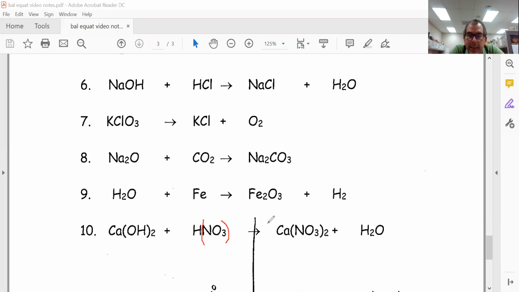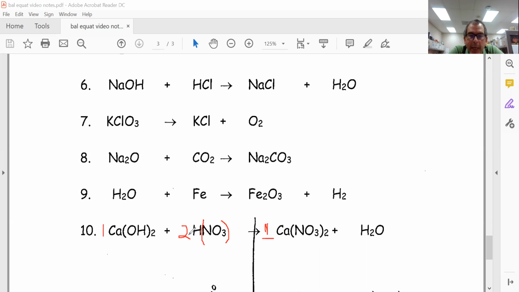I'm just going to guess here and assume this is a 1. So if there's no coefficient in front, we'll assume it's 1. You don't have to write the 1 in. But 1 times 2 would be 2 groups of NO3, so I'm going to put a 2 in front there. Now I've got 1 calcium, so I'm going to assume this is a 1 right here. Okay, so I've got 1 calcium, 1 calcium.